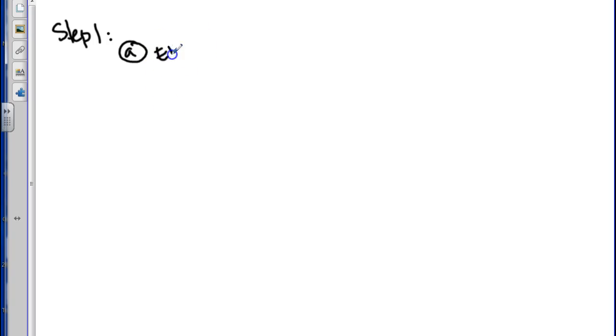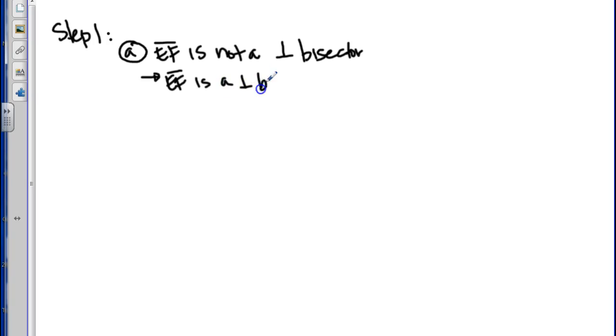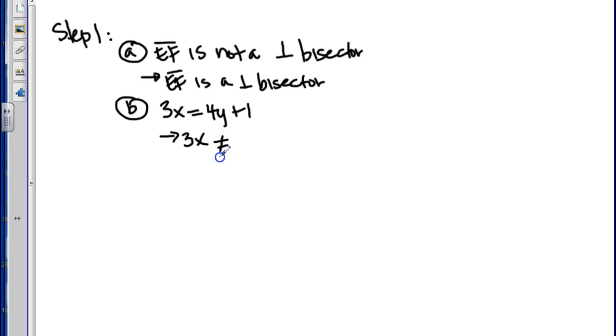All right, so EF is not a perpendicular bisector. Remember, that's a symbol for perpendicular. What's the opposite of this? EF is a perpendicular bisector. Good. All right, second one. This is still step 1. If I tell you 3x equals 4y plus 1, what's the contradiction or the opposite of that? Yep, 3x is not equal to 4y plus 1.